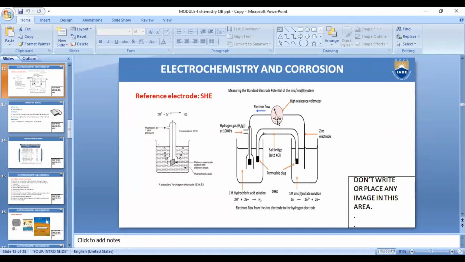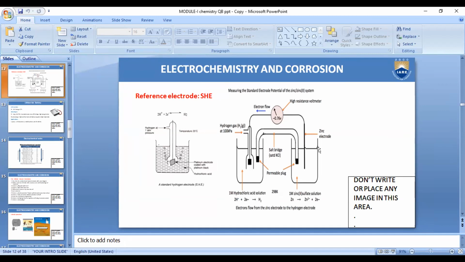In this, zinc will undergo an oxidation reaction, and the hydrogen electrode will undergo a reduction reaction. You can see the reactions. Zinc is undergoing oxidation, losing electrons from the zinc electrode. Zn gives rise to Zn2 plus plus 2 electrons. The 2 electrons are gained by the hydrogen ions: 2 H plus ions are reduced to hydrogen gas.